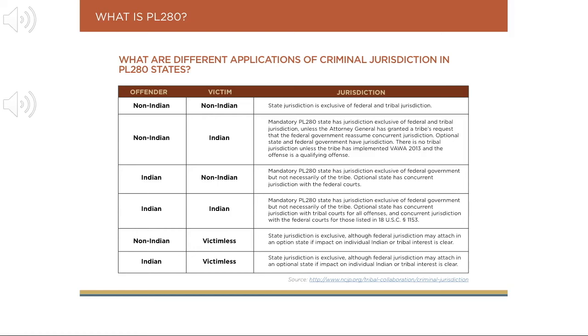If the offender is Indian and the victim non-Indian, then a mandatory PL280 state has jurisdiction exclusive of the federal government, but not necessarily of the tribe. An optional state has concurrent jurisdiction with the federal courts.